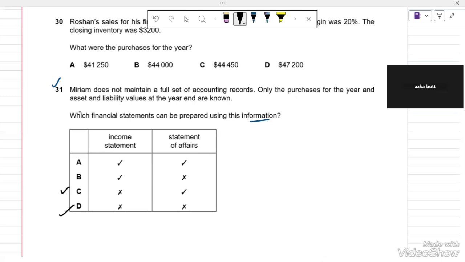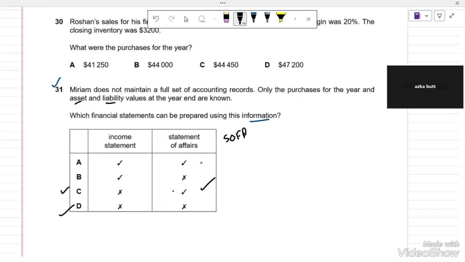Since we have the information related to assets and liabilities, we know that the statement of affairs is just like the statement of financial position, just the terminology has been changed because this is incomplete records accounting. The statement of financial position consists of assets and liabilities. If we have that information, we can find the capital and balance our statement of affairs. So we can prepare the statement of affairs.